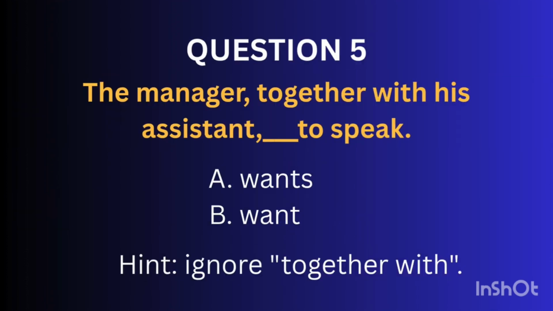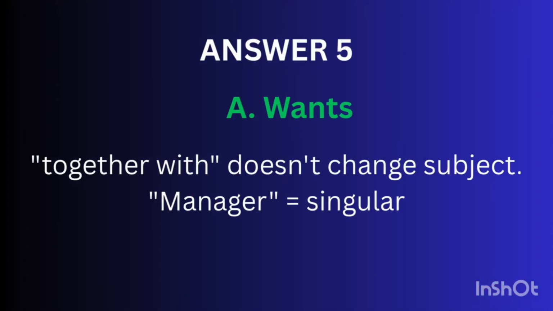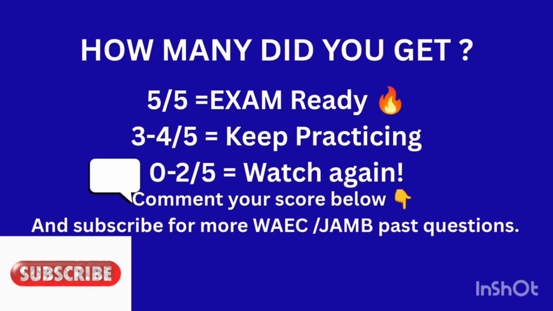Question 5. The manager together with his assistants dash to speak. A, wants. B, want. Here is a hint. Ignore the together with when you are choosing your answer. Answer, A, wants. Together with doesn't change the subject. The manager remains singular. So here is the end of our teaching today.